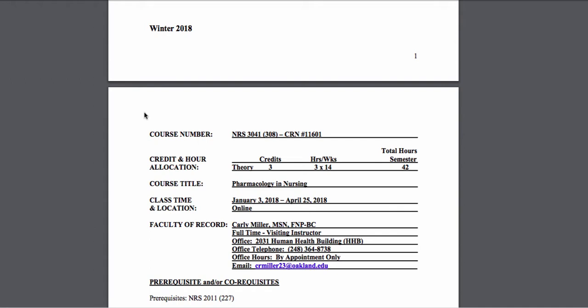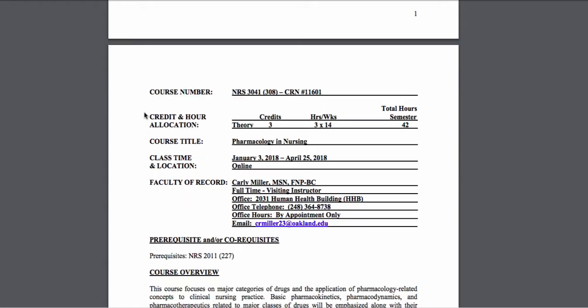And that's crmiller23@oakland.edu. My office phone number is on there. However, I'm in and out all day, so a lot of times I typically don't recommend going this route. I would email me. That's usually the best route of communication.